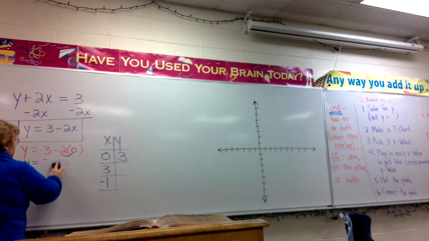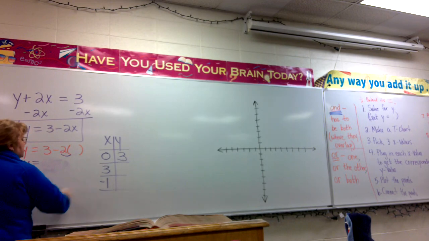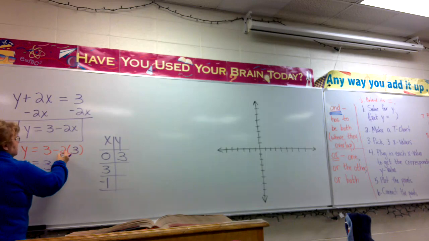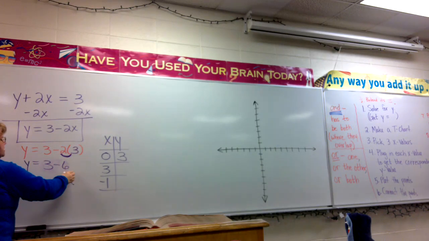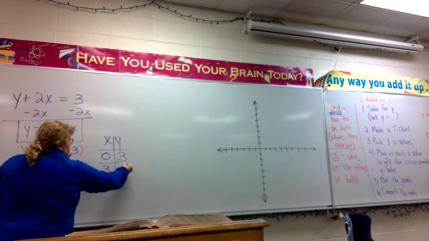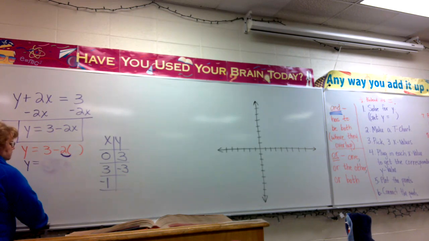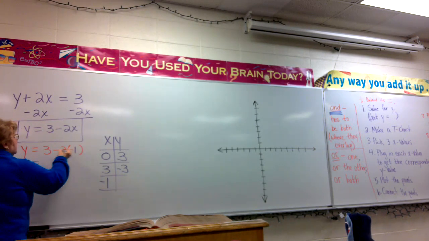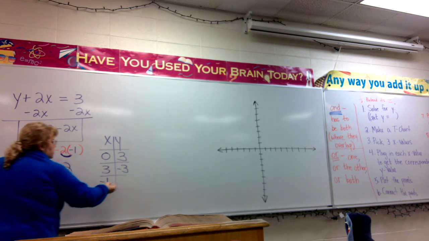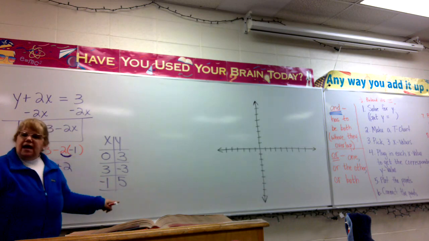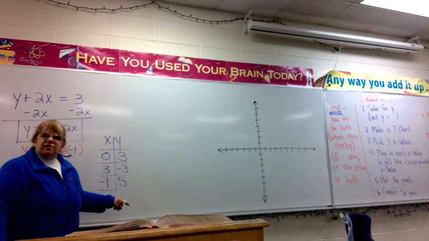Next, I'm going to plug in my next x. X is 3. What do I get if I multiply that? What is 3 minus 6? Negative 3, yes. And last, I'm going to plug in x is negative 1. What do I get if I multiply negative 2 times negative 1? What is 3 plus 2? 5. So there we go. Step 4, I plugged in each one of the x values, and I got the y value that goes with it.